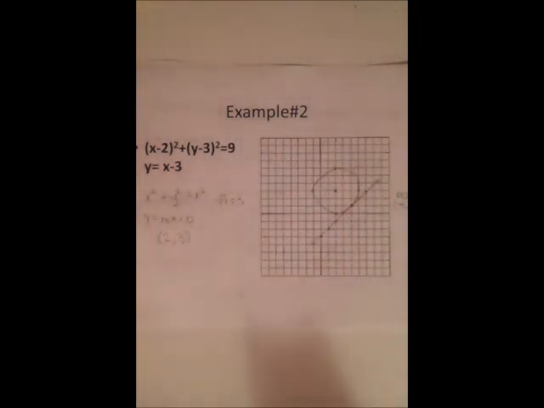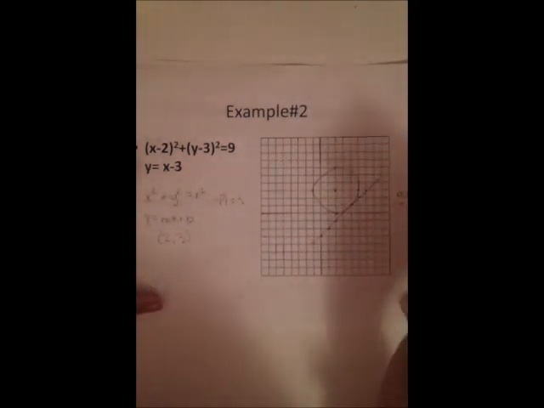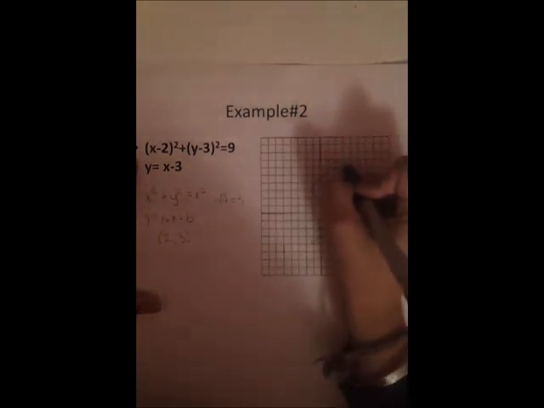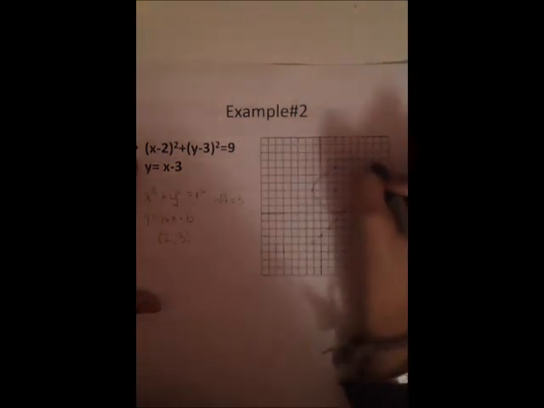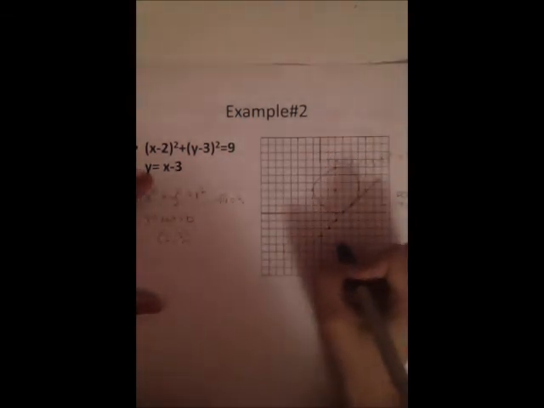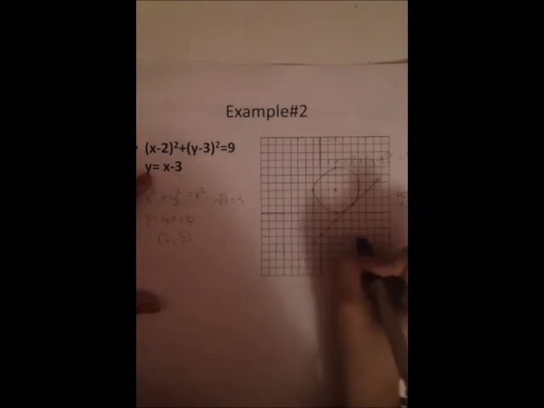And we didn't do this for the first example, that was a mistake, but you should. You should always label the lines. So for the circle, you would write x subtract 2 squared plus y subtract 3 squared equals 9, and for the line you would just write y equals x minus 3.